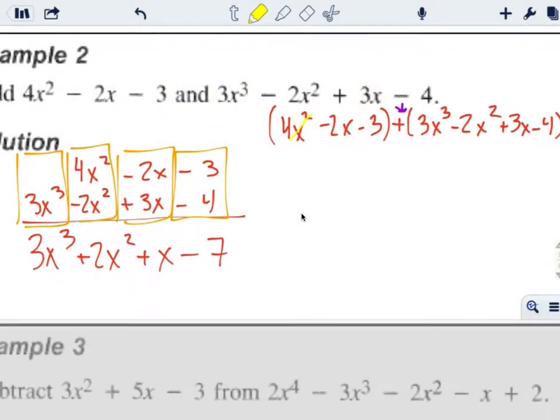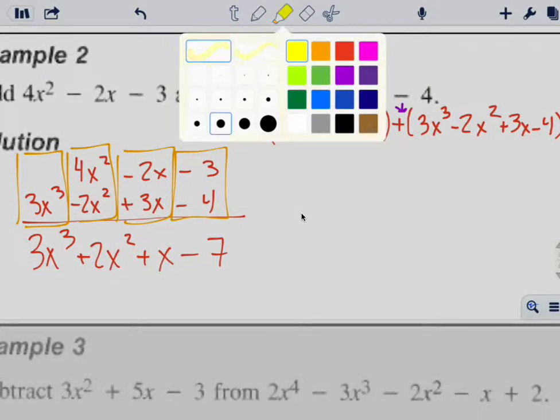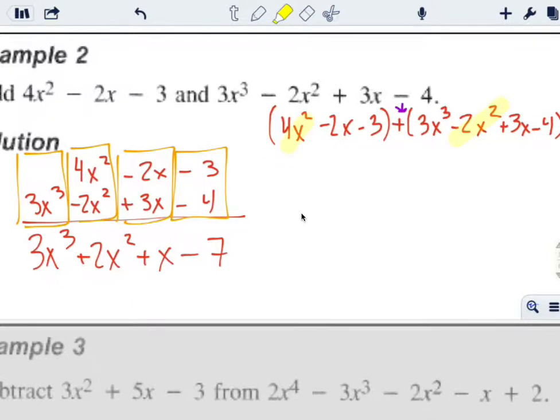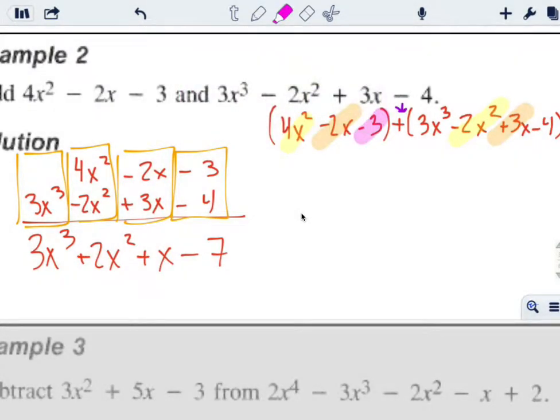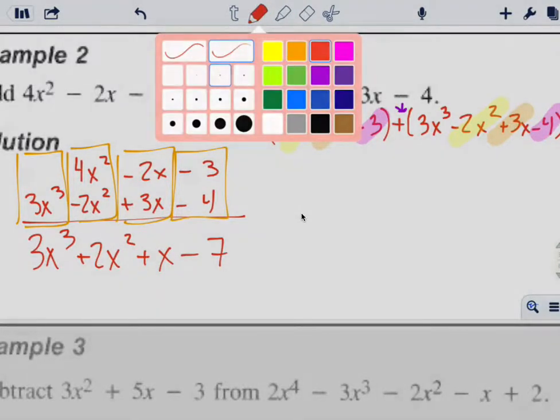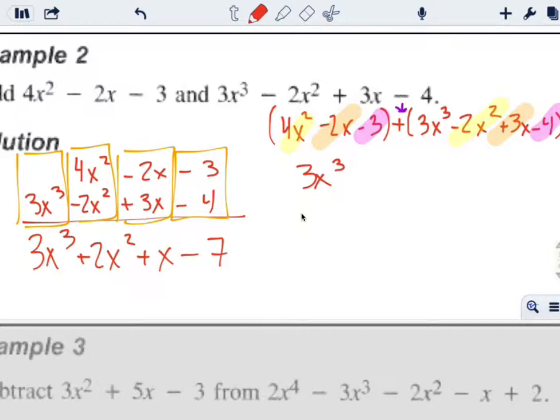I've got 4x squared, negative 2x squared. I've got negative 2x, positive 3x. I've got negative 3, negative 4. And then the 3x cubed is by itself. And so I get 3x cubed. 4x squared negative 2x squared is positive 2x squared. Negative 2x positive 3x is positive x. Negative 3, negative 4 is negative 7. We get the same thing either way.